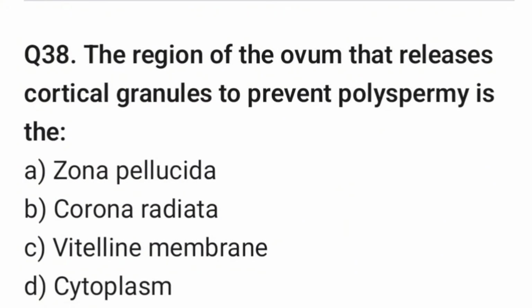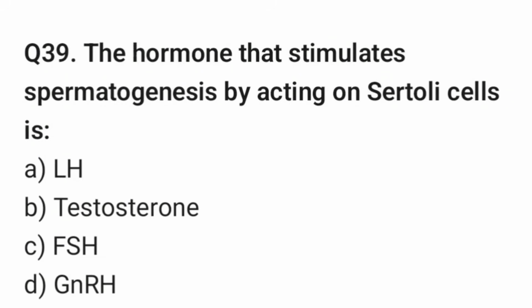Question 38. The region of the ovum that releases the cortical granules to prevent polyspermy is. Right answer is option C, vitelline membrane. Question 39. The hormone that stimulates spermatogenesis by acting on the Sertoli cells. Right answer is option C, FSH.